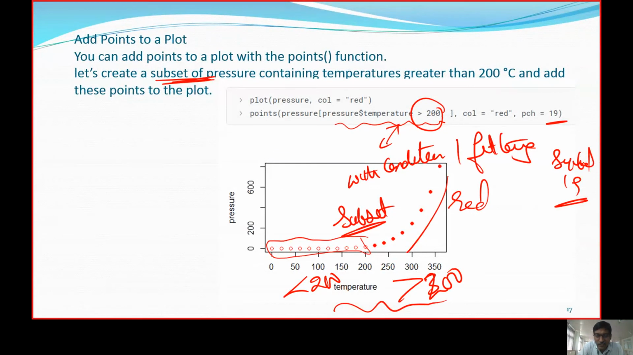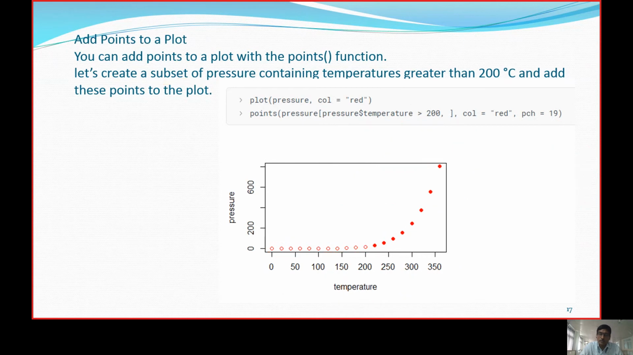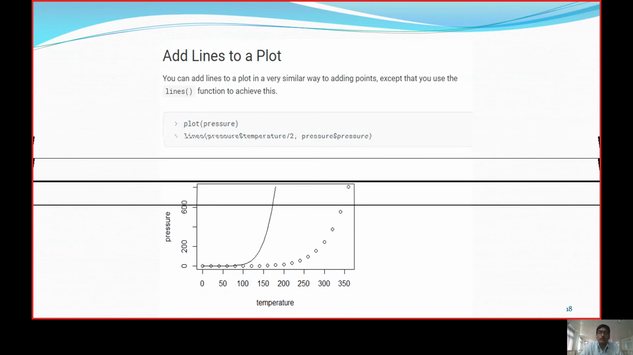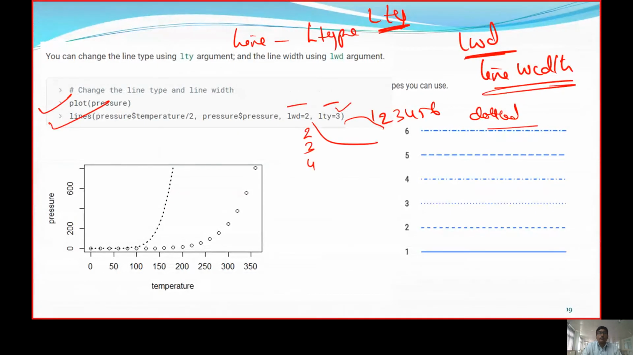So in a single graph, we can draw a subset, or we can draw based on a filtering condition. So up to this condition, less than 200, you go with this color. Greater than 200, you have to draw in this color. In this way, we can mention it. So that's what we call subsetting. And the same can be applicable towards drawing a line also.